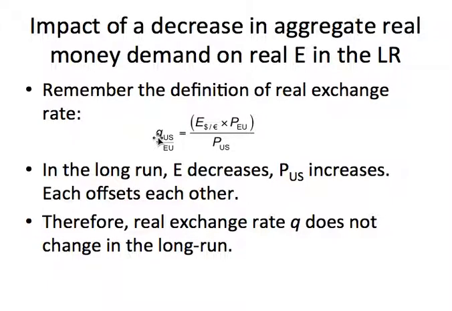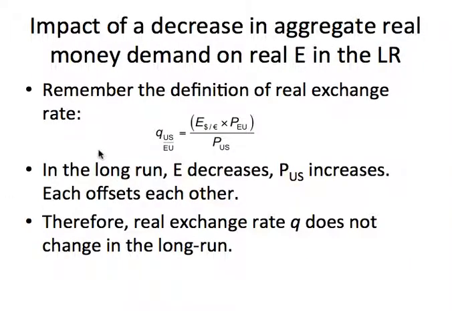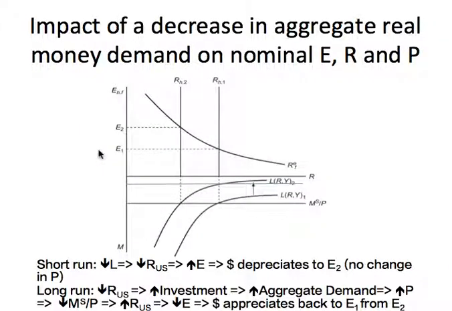So if Q gives us the real exchange rate, it is equal to the nominal exchange rate times the ratio of price levels in the European Union and in the United States. So P_EU divided by P_US. In the long run, we saw that the exchange rate depreciated, right? In the long run, the exchange rate appreciated.